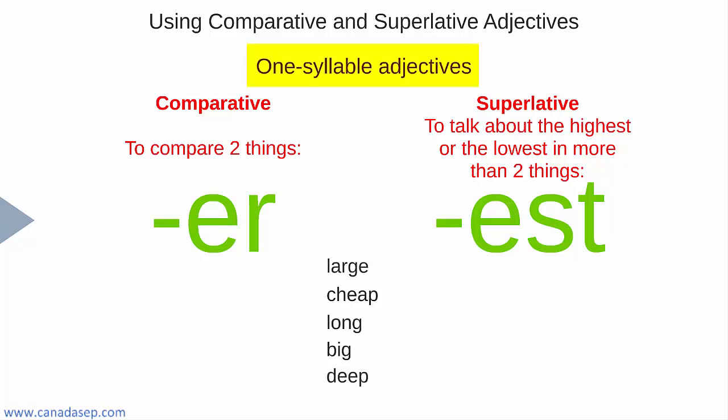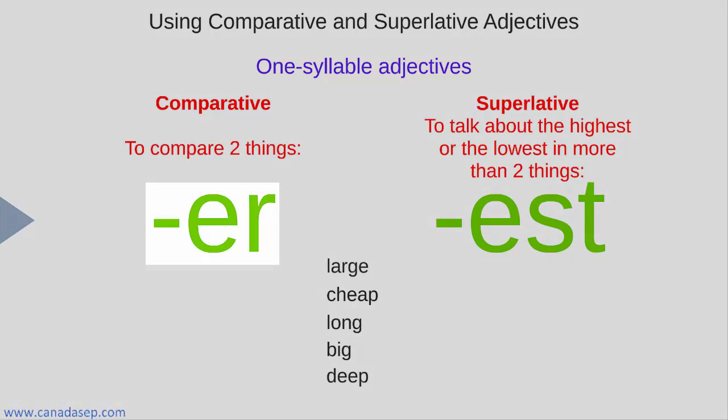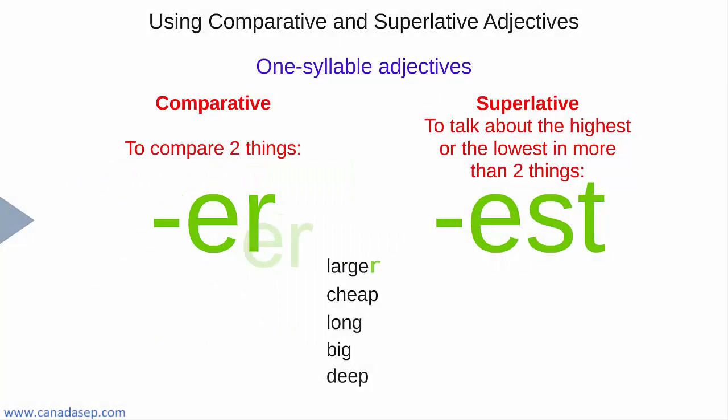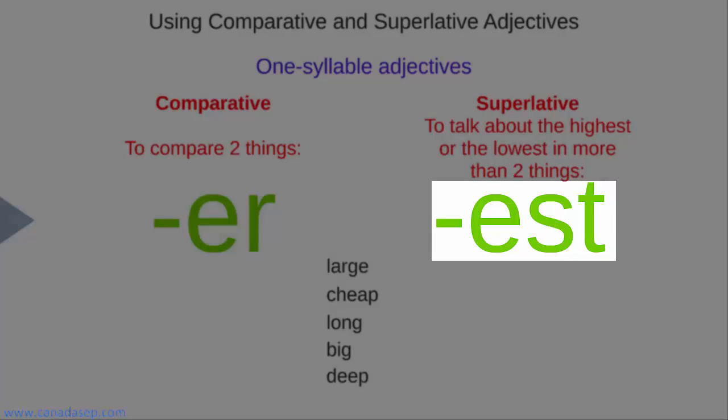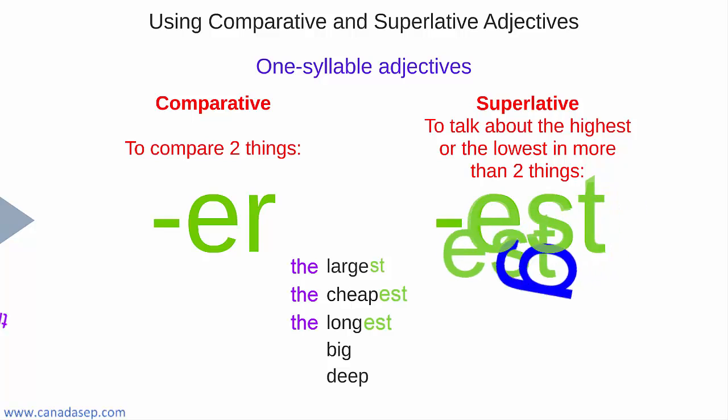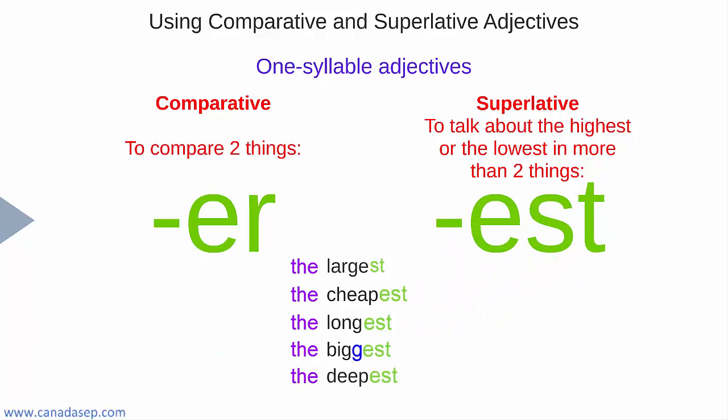When you have a one-syllable adjective to compare 2 things, you simply add ER to it. As simple as this: larger, cheaper, longer, bigger, deeper. However, when you are comparing more than 2 things, and you are saying that one is higher or lower than all the others, you add EST, like this: largest, cheapest, longest, biggest, deepest.